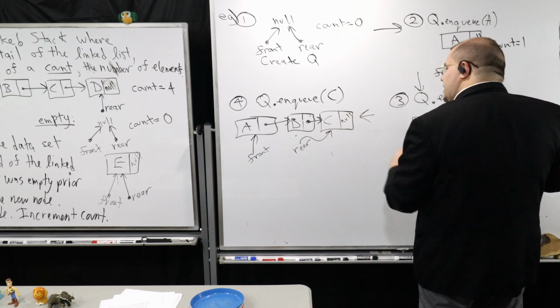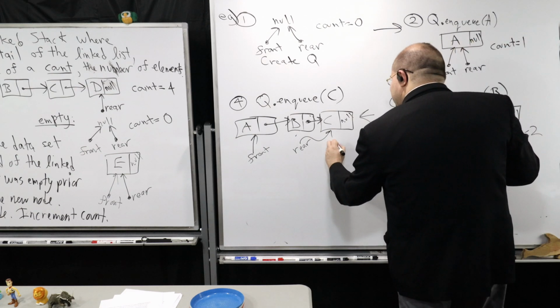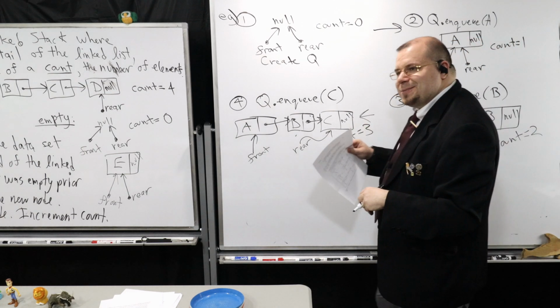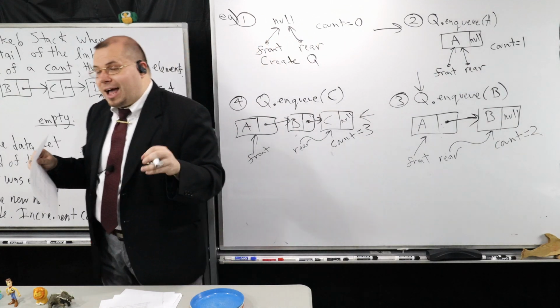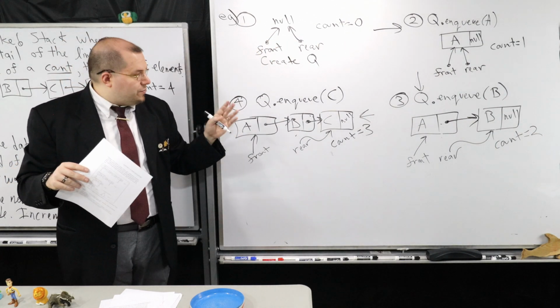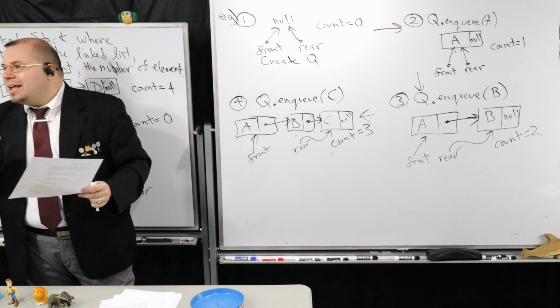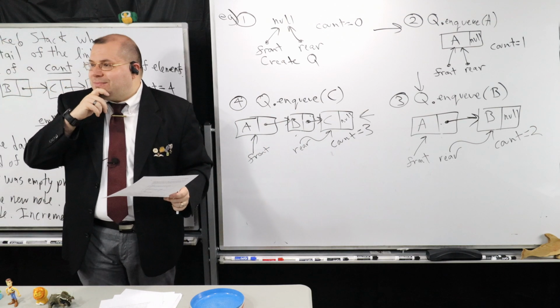Oh yeah, this is null right here. And I increment count, like this. So notice that the perk of having access to the rear directly is you don't have to traverse all the way through the linked list. Does everybody notice that? So how do you check if the list is empty?